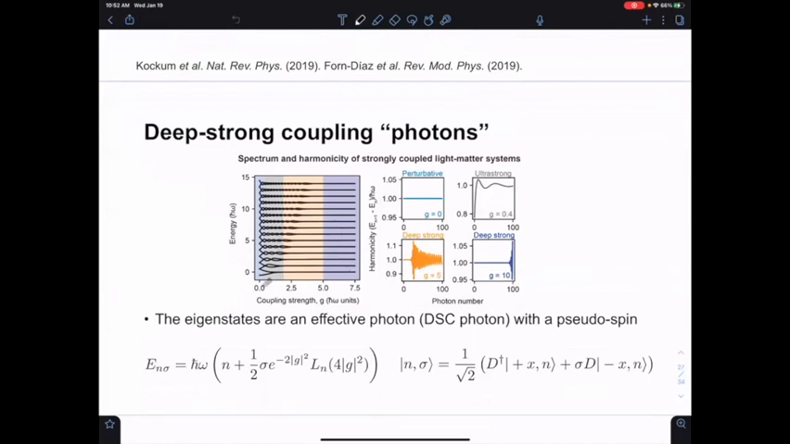So here I'm plotting the energy spectrum, or the energy levels, as a function of coupling strength. For weak coupling, I have this polaritonic energy level structure, and then for stronger couplings, I have a definitely non-harmonic ladder. But for stronger couplings still, it starts to look harmonic and evenly spaced again, except it's only evenly spaced up to a point. And then it starts to become unevenly spaced again.